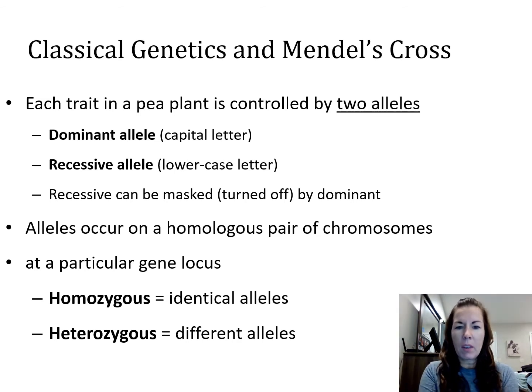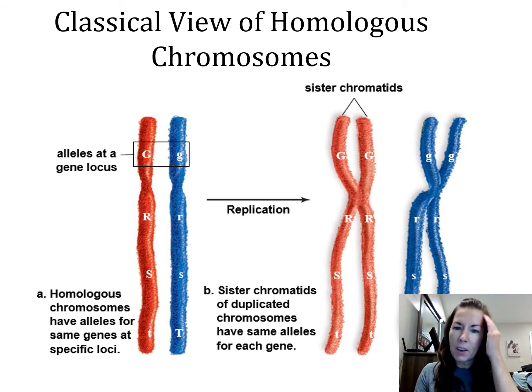Alleles can be found on homologous chromosomes at a particular gene location, and they can be homozygous, which would be identical, or heterozygous, which would be different. So if you look at the classical view of homologs, you'll see big G, little g, that would be heterozygous. But if they are both capital G or both lowercase g, those are homozygous.